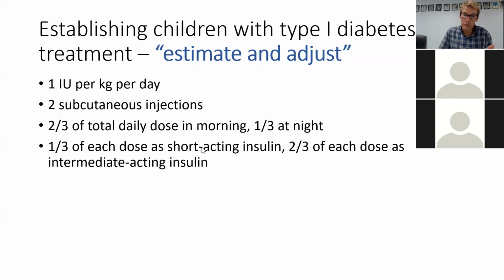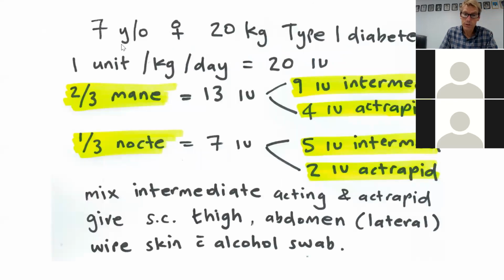And 1/3 of the dose is usually short acting and 2/3 of the dose is usually intermediate acting. And that's why Mixtard is 30/70. So 1/3 short acting, 2/3 or 70% long acting, okay? So that's usually the formula for a starting point for estimate and adjust, right? So this child, this 7-year-old who is 20 kilos, needed, roughly estimated at 1 unit per kilo per day, or 20 units of insulin.